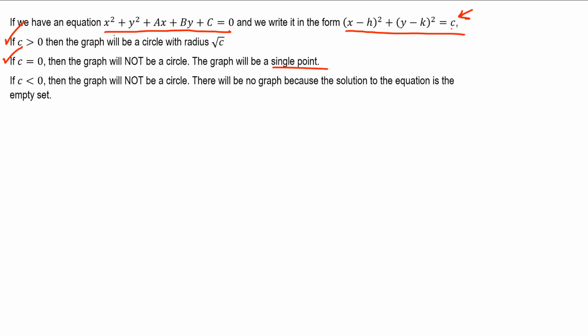If that number over here, that c, is negative, like in this situation, then you're talking about an equation that is inconsistent. You can't have something squared plus something squared and get a negative number because something squared is always positive. And so you'd have a positive plus a positive equals a negative, and that does not happen. So if that number on the right side of the equation is negative, you're talking about no solution. There is no graph for that.